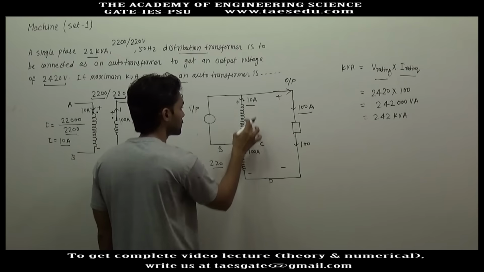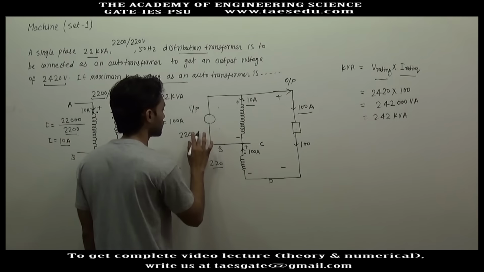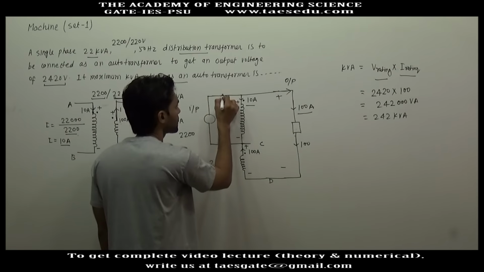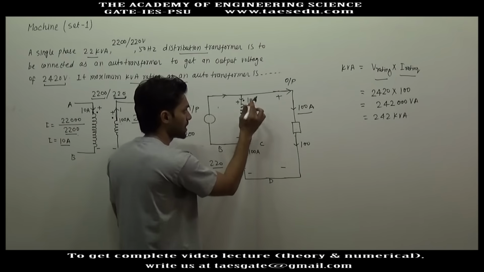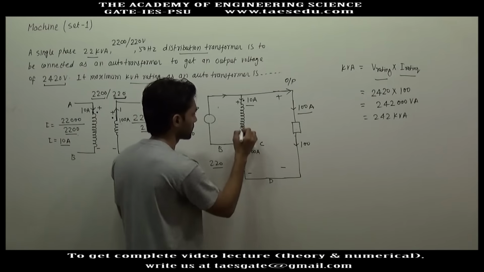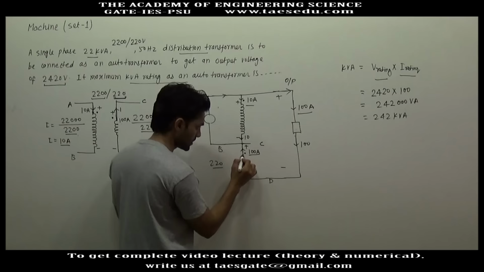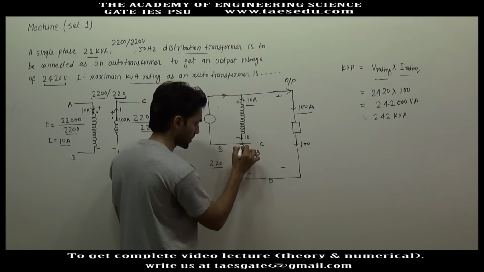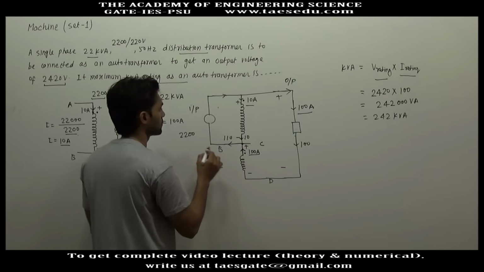What is this voltage? The voltage across this source is 2200, and what will be this current? This current will not be 10 ampere. 10 ampere is the current entering into the high voltage winding. Here the current is 10 ampere and 100 ampere current is leaving from this dot. So if you apply KCL here, this is the third path, and here the current will be 10 plus 100. This is 110 ampere.